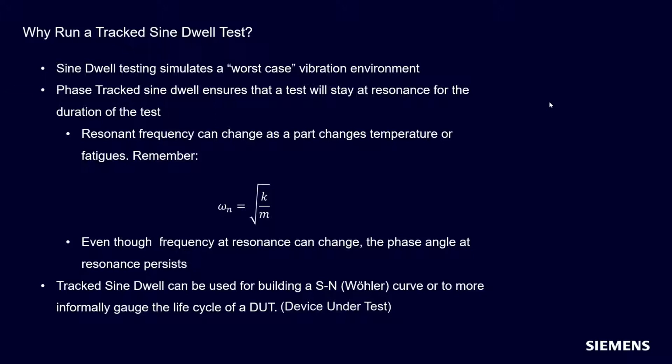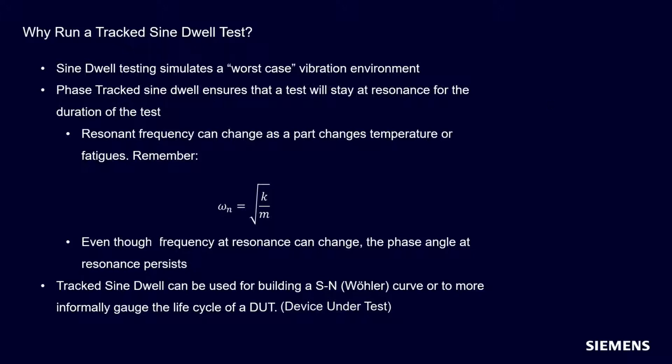What do we mean by that? Well, your resonant frequency can change as a part changes temperature or fatigues, or if a part is nonlinear, as we increase the level of excitation, the frequency of resonance can shift. So if we remember our basic physics equation, omega sub n, the natural frequency, is equivalent to the square root of k over m, k being stiffness and m being mass. The stiffness, as a part changes temperature or fatigues, decreases. So the natural frequency will decrease as well.